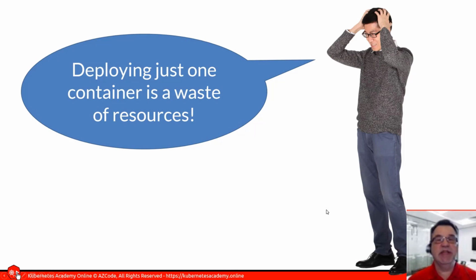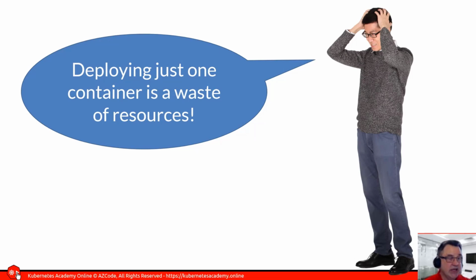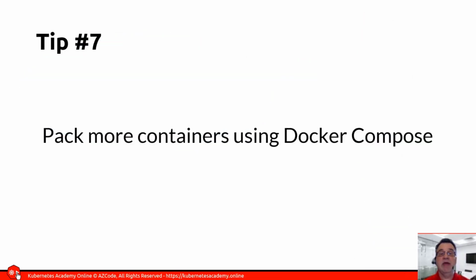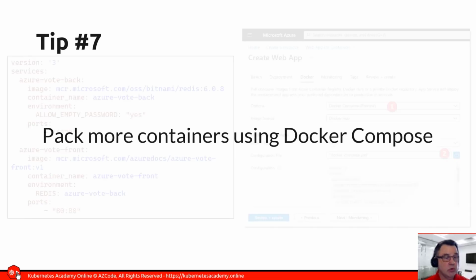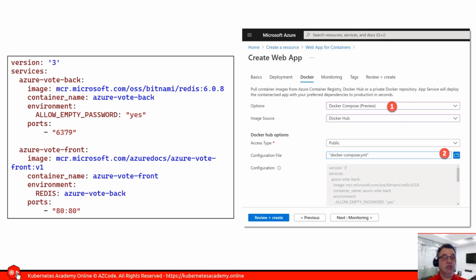Next, deploying just one container is a waste of resource. Let's say you provision an app service plan with 12 gigabytes of memory, X number of virtual CPUs, and you deploy a single container in there. Well, it can be a waste of resource. You can pack more containers using Docker Compose. So what you need to create is a Docker Compose file. This is what we're seeing at the left of the screen.